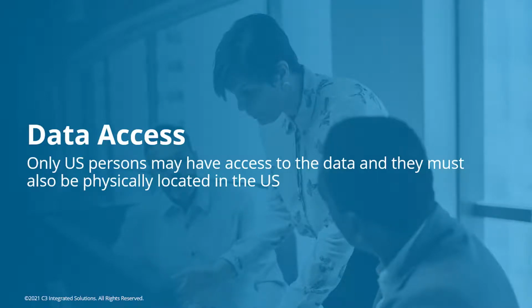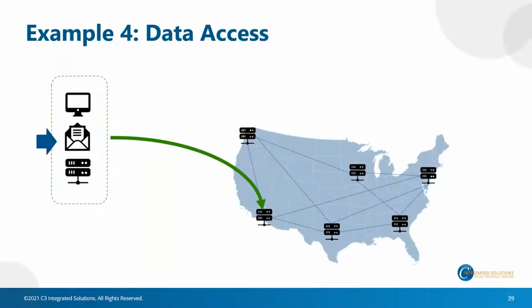With data access, only US persons may have access to the data, and they must also physically be located in the US. So what does this really mean? In our original example, when we talk about data access, and we've got cloud-based services that are US-based, we also have to ensure the support team is based in the US as well. We also have to ensure the monitoring and the management, and anyone who's touching those systems from an administrative standpoint, are also based in the US.